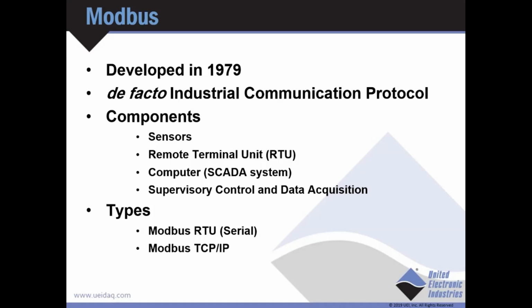There are two main types of Modbus. The first is the original Modbus RTU, and that's serial communication. The second is Modbus TCP/IP, which is basically a wrapper around the Modbus RTU, and now uses the Ethernet backbone.